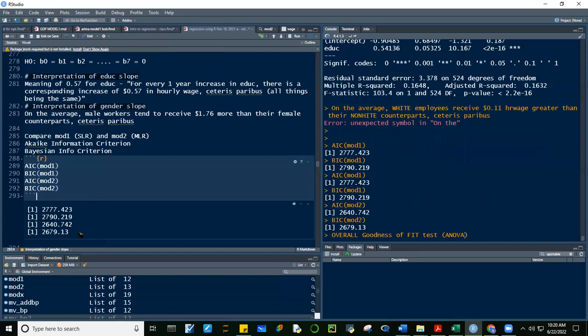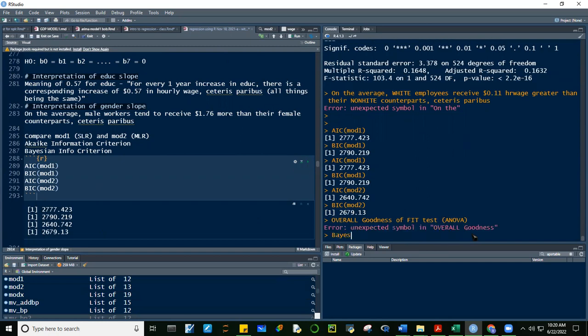So which is better? Model 1 or model 2? Okay. In using AIC, guys, the rule is the smaller, the better. Kasi ibig sabihin nun, lesser information loss. No? So 2777 is greater than 2640. So based on AIC, model 2 is better than model 1. Ganun din kay Bayesian information criterion, which is your BIC. Okay, Bayesian information criterion. Yan.